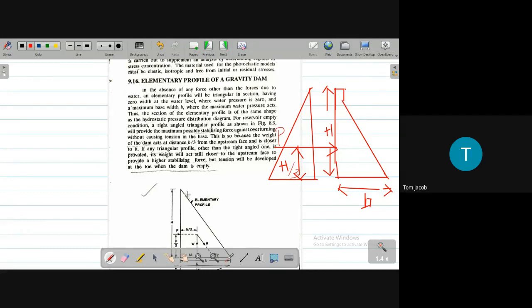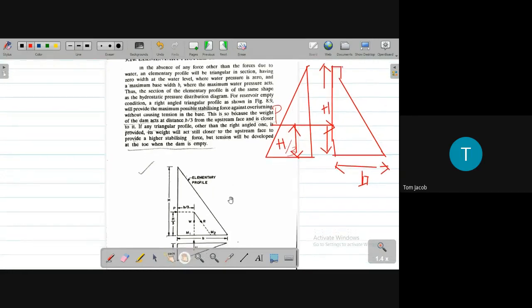As we have said, the elementary profile of a gravity dam is triangular in shape with no top width. That is, the top width is 0. Here, the intensity of water pressure is also 0. At the base, the width is small b, which is taken as the base width of the dam. In the elementary profile, no other forces act except the weight of the dam and the forces due to water, that is, the hydrostatic pressure force and also the uplift force.